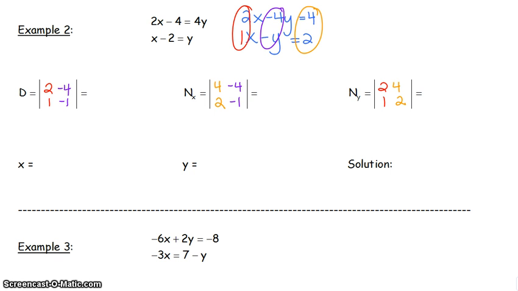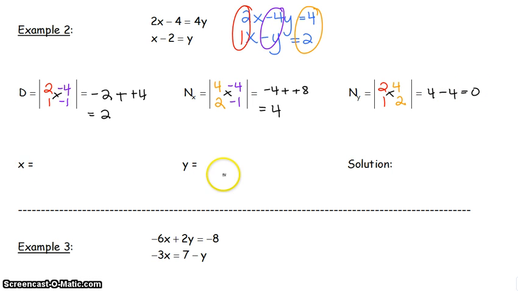Now we've got to find the determinants of all these pieces. 2 times a negative 1 is a negative 2, minus 4 times a negative 1 is a negative 4. Minus a negative, I have a D matrix determinant of 2. For our n sub x, a negative 4 minus a negative 8, that gives us a positive 4 value. And our n sub y, 2 times 2 is 4, minus 4 gives us 0.